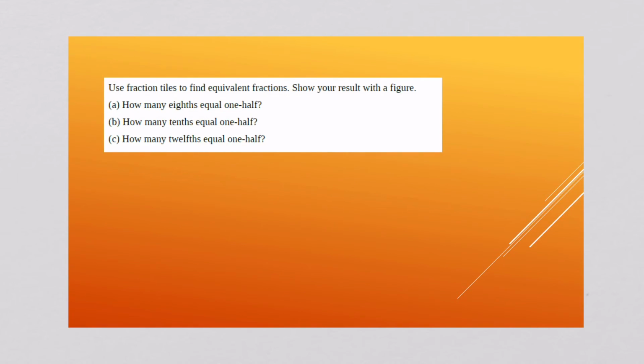Okay, so on part A it says how many 8ths equal 1/2. So I want something over 8 is equal to 1/2. What do you have to multiply 2 by to get it to be 8? You have to multiply times 4, right? So you have to multiply the top times 4. So 1 times 4 is 4. So there are 4/8 that are equal to 1/2.